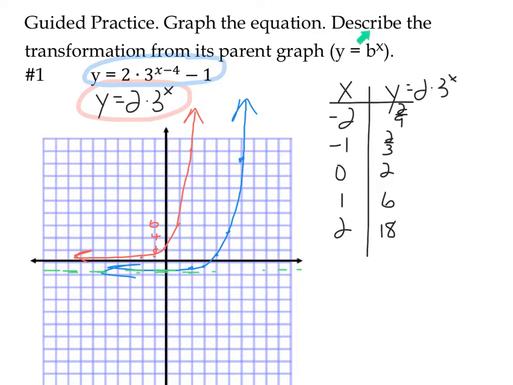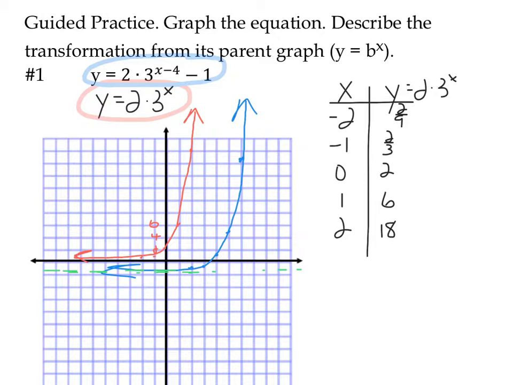Don't forget the second part, describe the transformation. Okay, so there's 3 things to describe here. What the A value is doing, and then what the H and K values are doing. Okay, the A value of 2, if this is just a 1, right, like we have here, it'd be a 1, right? The 2 stretches the graph vertically. So anything here that's bigger than 1 stretches the graph vertically.